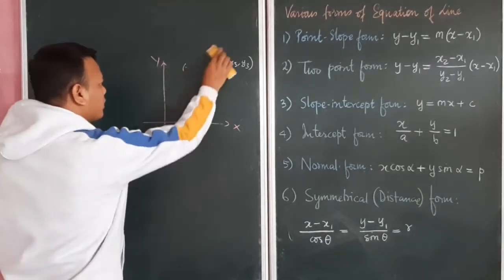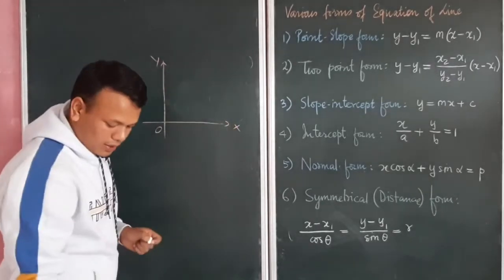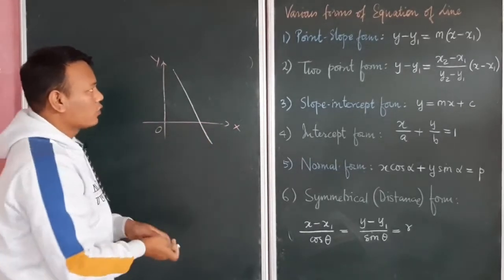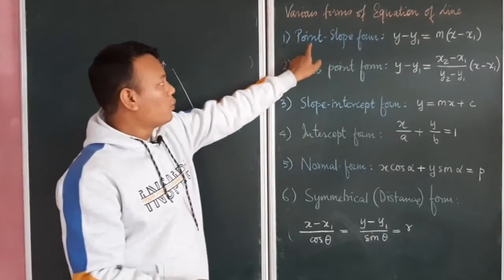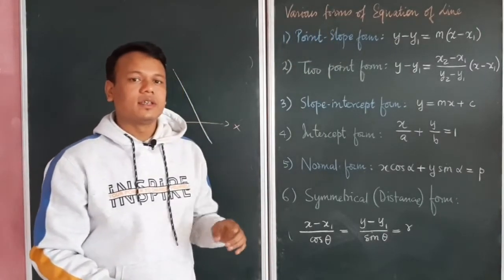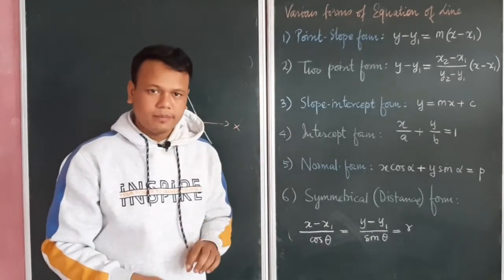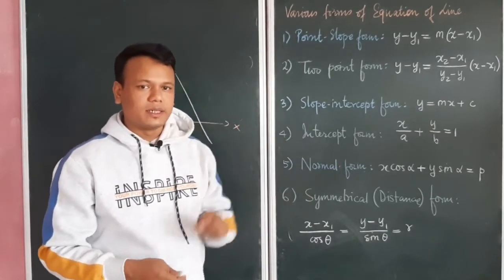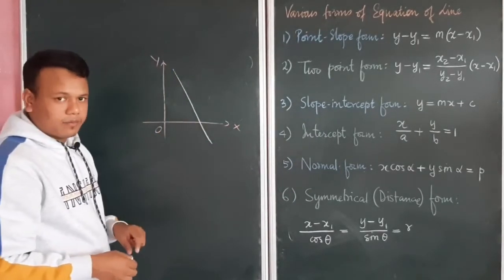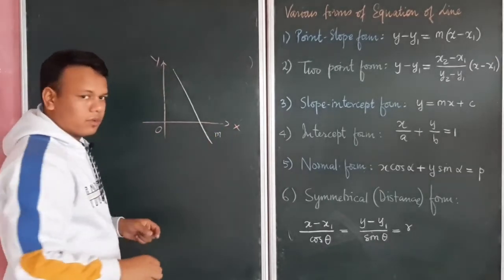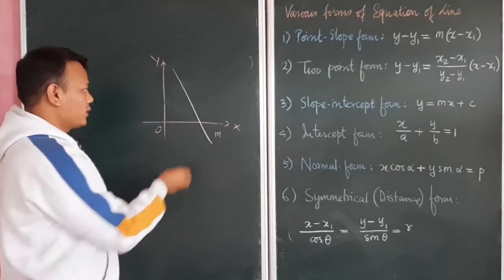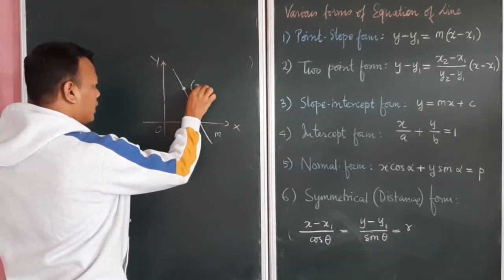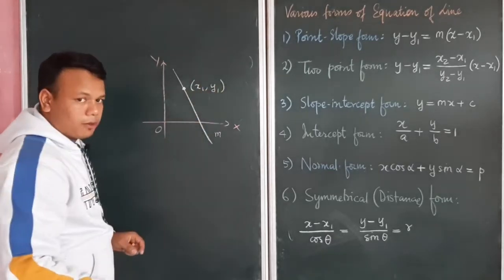So let me take a straight line in here. The first kind of equation is point slope form. In this case you need to be given the slope of the line and a point through which the line is passing. For example, let me take this line. Let me call the slope m, assuming that I know the slope, and let me take one more point through which the line passes, that point being x1 y1.